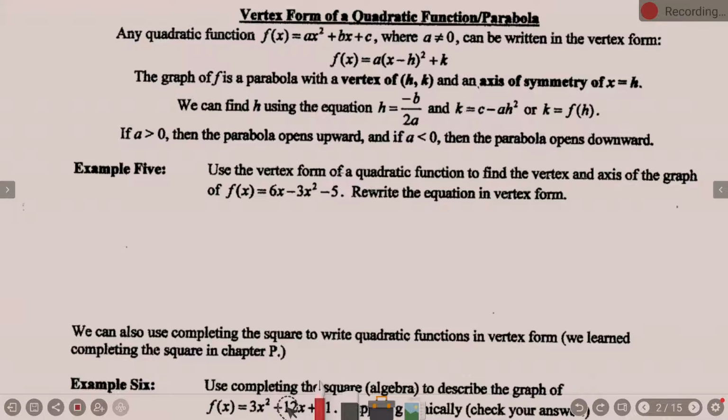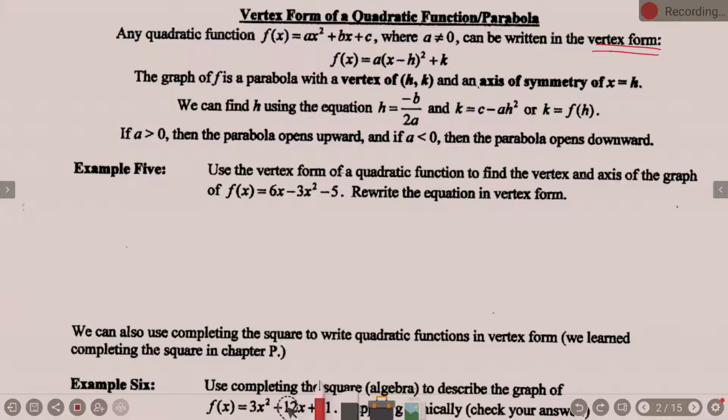Vertex form. Okay, I was just teaching this in Algebra 2, so you guys learned this about a year ago. Vertex form of a quadratic function or parabola. Any quadratic function, f of x equals ax squared plus bx plus c, which remember, that's your standard form, where a cannot be 0. So if a is 0, it's no longer quadratic, can be written in vertex form.